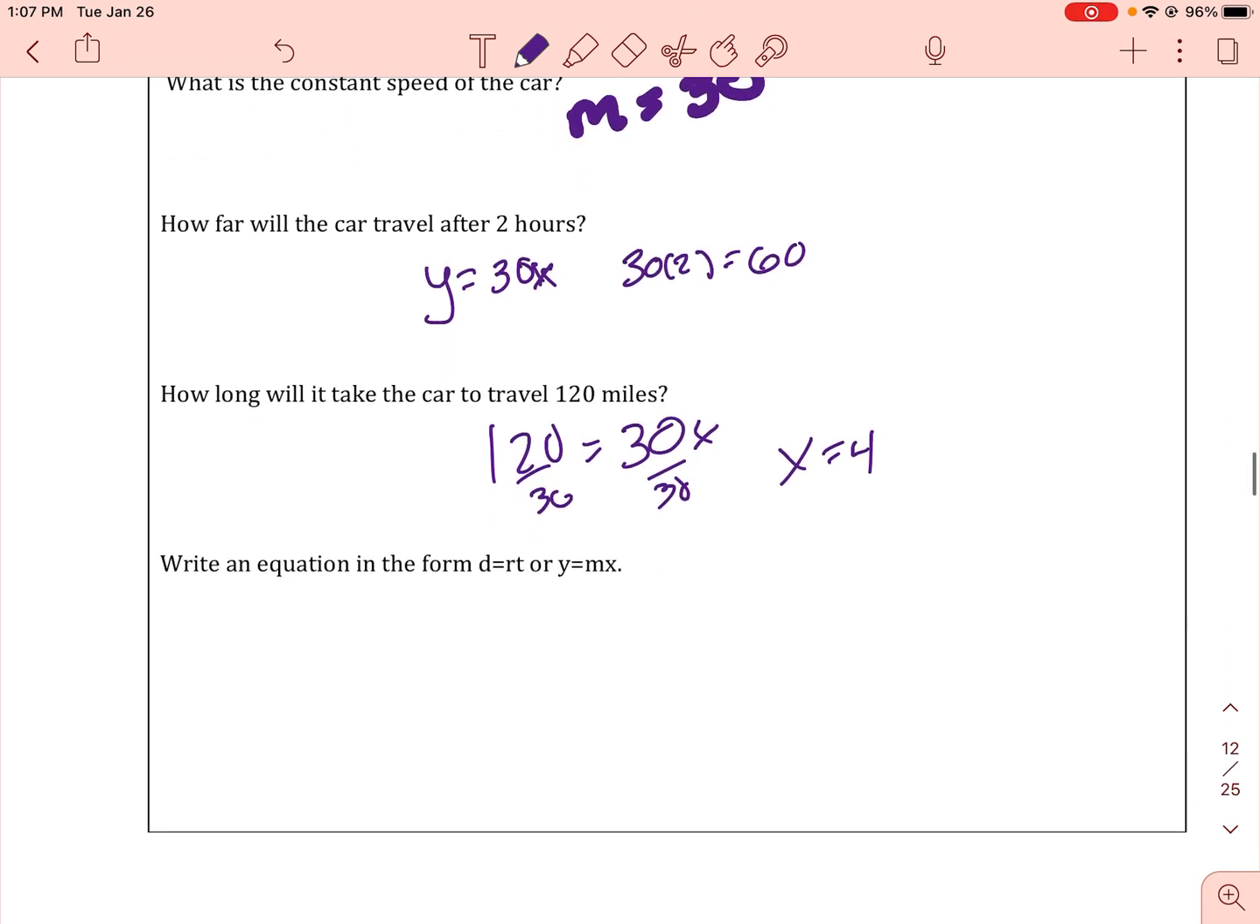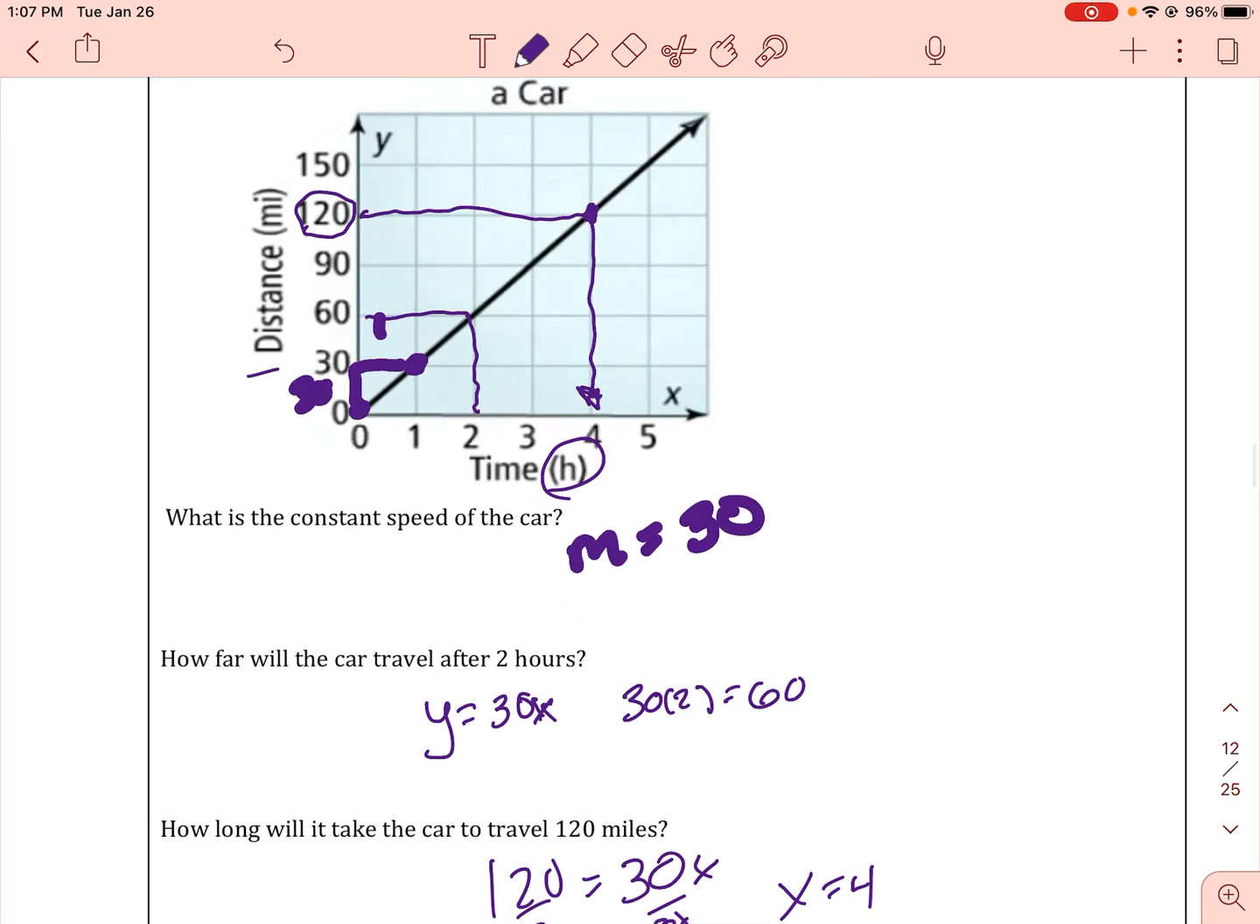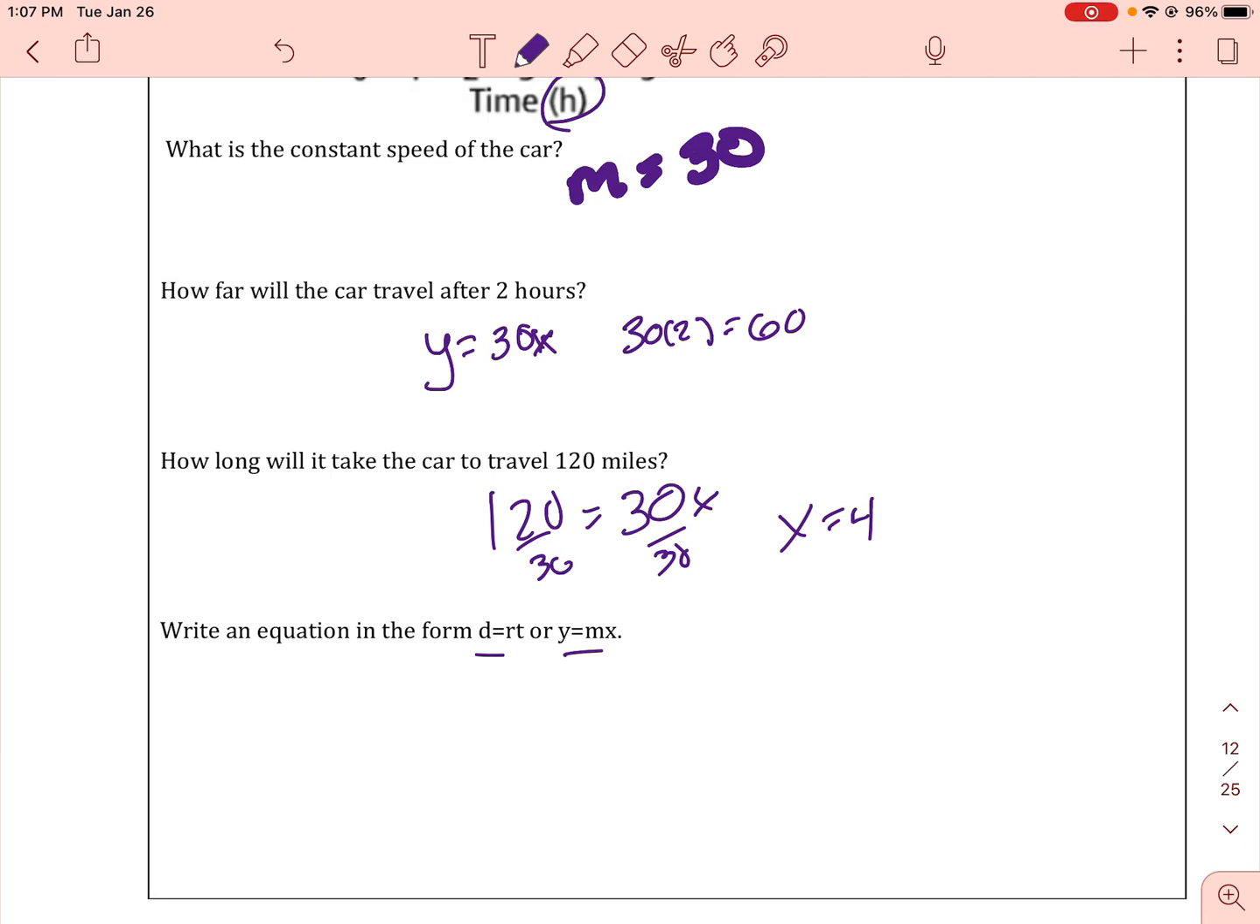Write your equation in the form distance equals rate times time, or y equals mx plus b. These are the exact same equations, just one has distance and time, the other has y, which represents distance in the graph, and x, which represents time also in the graph, and we know m and rate are the same. We've been using these in the previous examples: y equals m times x, where m is our slope or our rate.